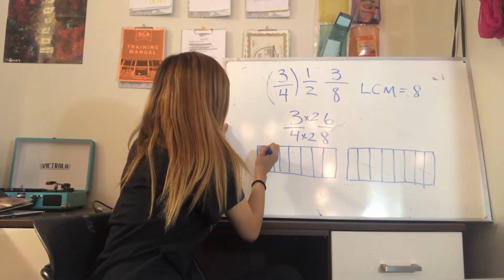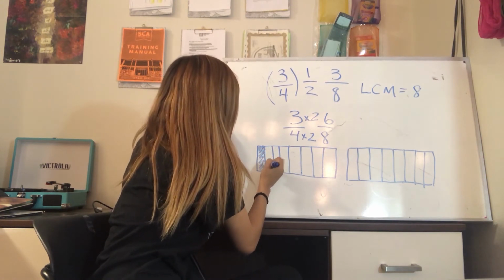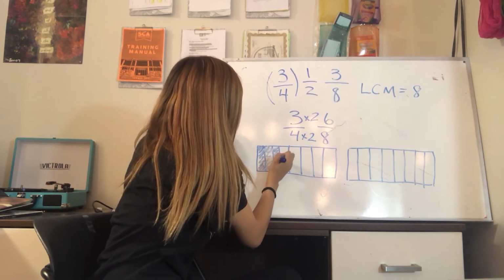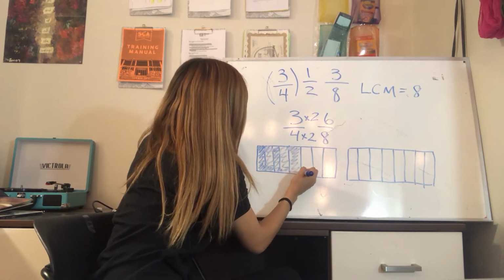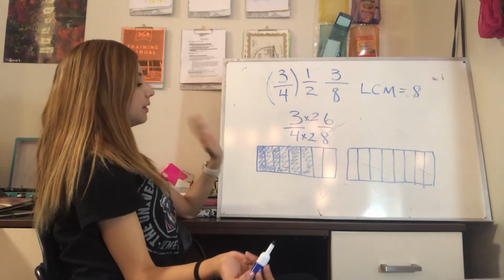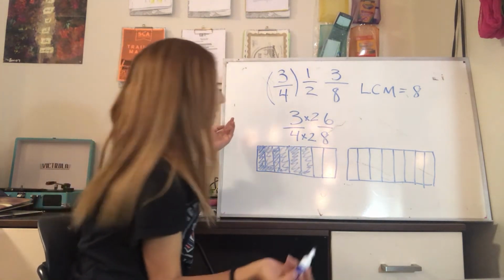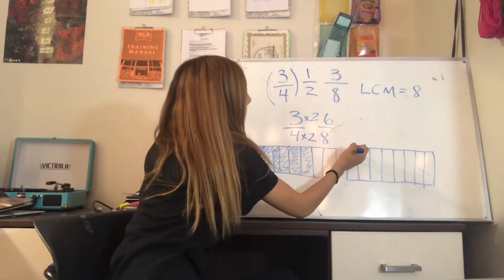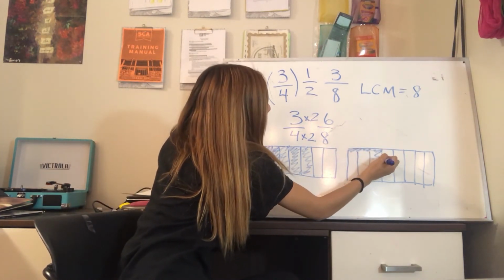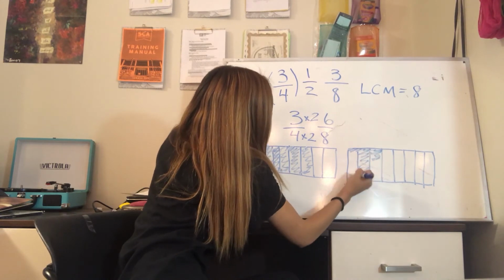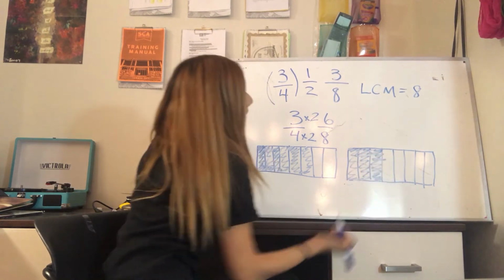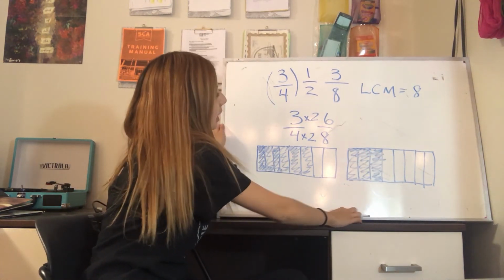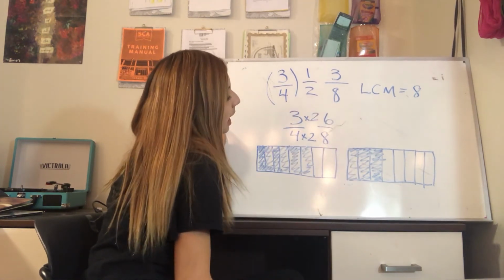So we're going to go ahead and shade in 6 of these. Okay, and so half of 6 is going to be 3. So we're going to shade in now 3. And so this would be our answer, actually. It would be the 3/8.